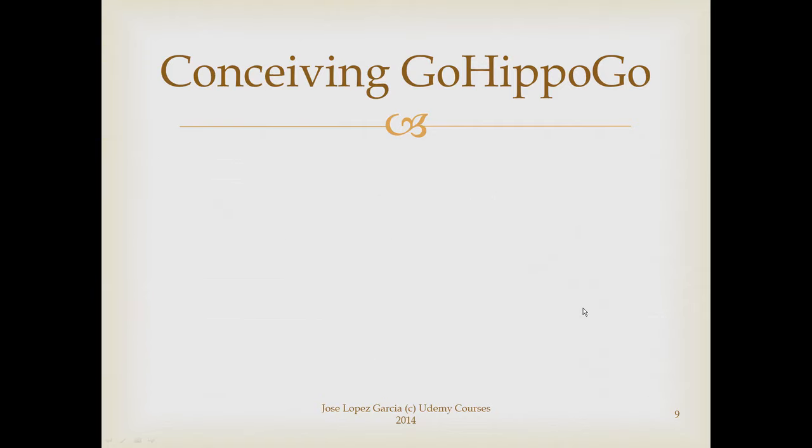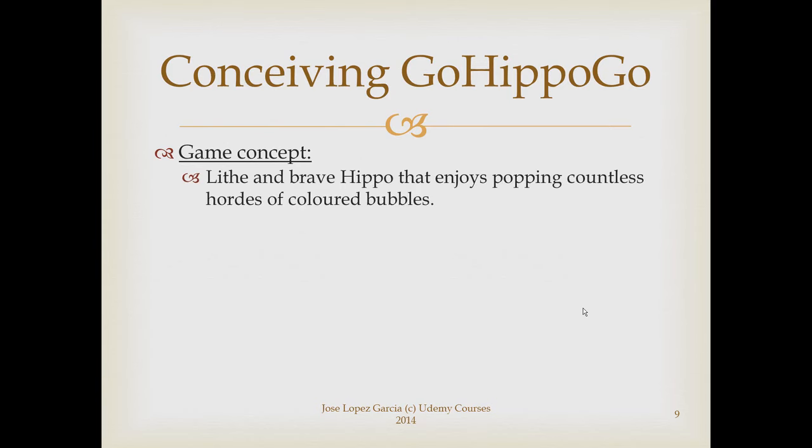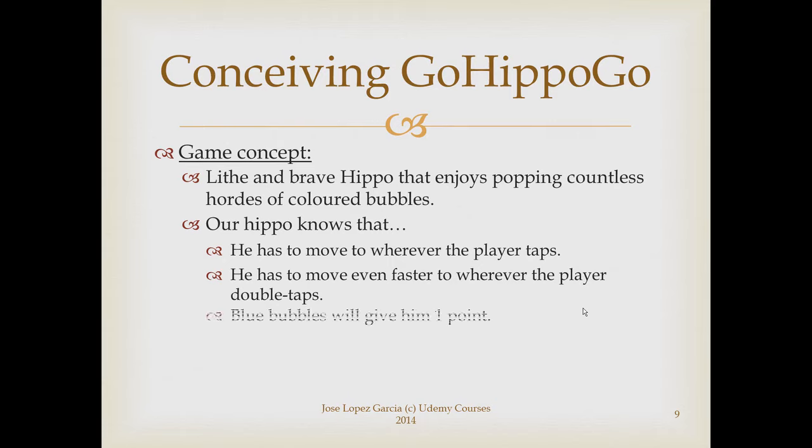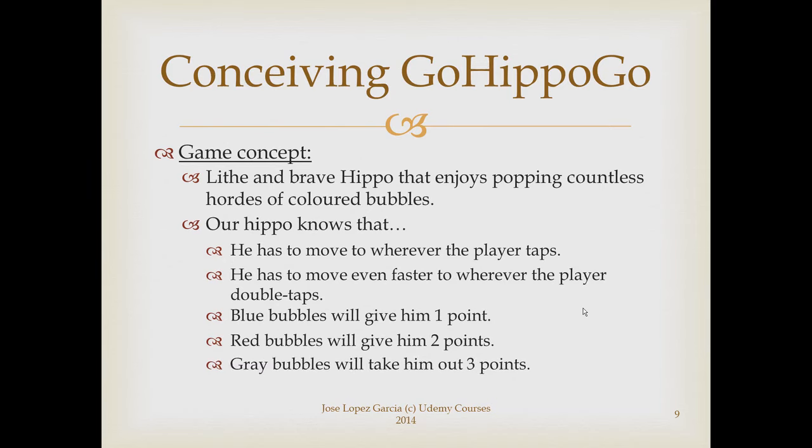Okay, fine. The game concept: a lithe and brave hippo that enjoys popping countless hordes of colored bubbles. Our hippo knows that 1. He has to move to wherever the player taps. 2. He has to move even faster to wherever the player double taps. 3. Blue bubbles will give him 1 point. 4. Red bubbles will give him 2 points. 5. Green bubbles will take him out 3 points. Finally, green bubbles will directly kill him. Okay, those are the rules of our game. You can design your own rules if you want to.